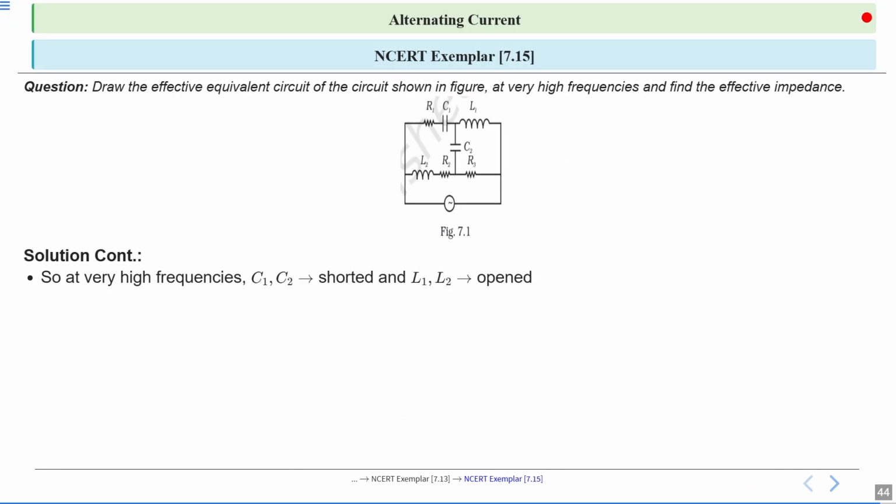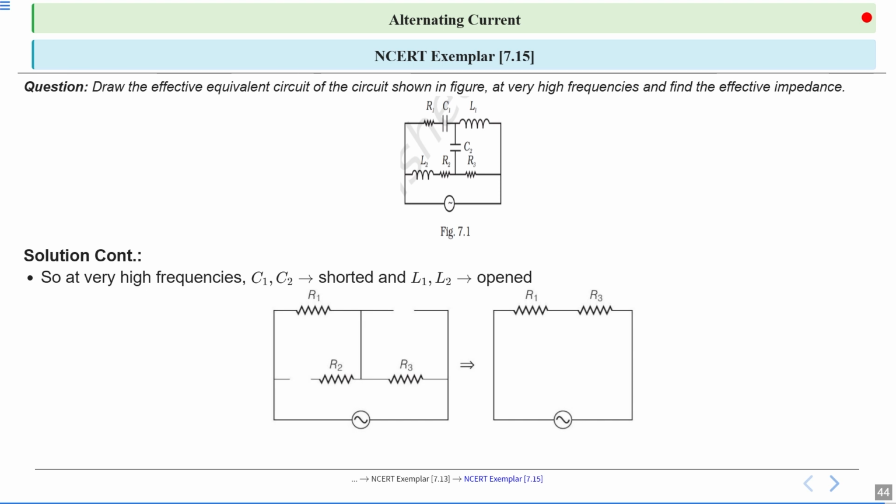So at very high frequencies, for C1 and C2 the capacitive reactance is tending to 0, meaning no opposition is offered to the flow of current. So C1 and C2 will be shorted; they will be considered as short circuits, a single wire having no or negligible resistance. Also L1 and L2, both these inductors, are offering infinite opposition to the flow of current, so they are taken as open circuits.